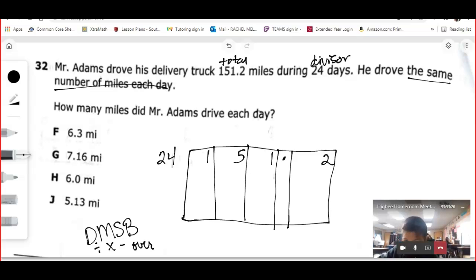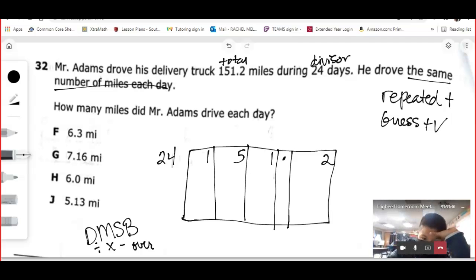Now, remember, you have two options of doing the dividing part. You can do repeated addition or guess and check. Okay, which would you like to do? Repeated addition. Okay. All right, so I know that the first multiple of 24 is 24.